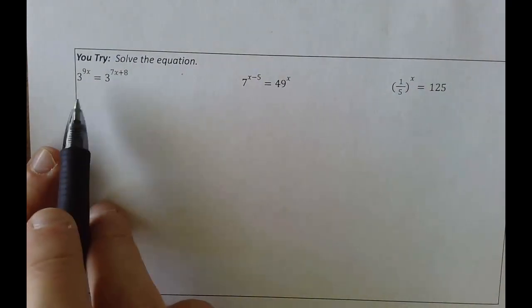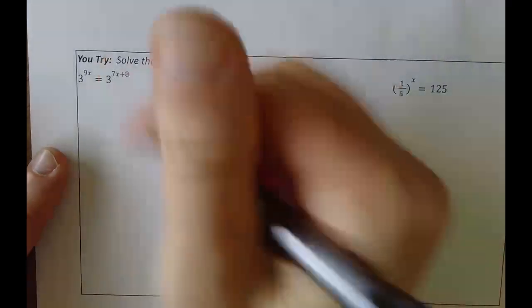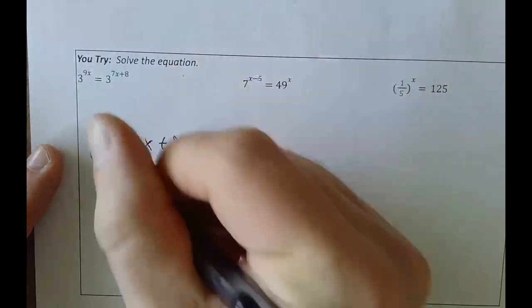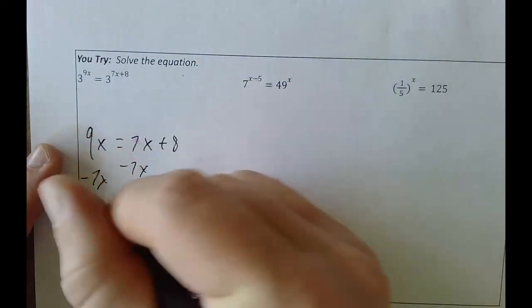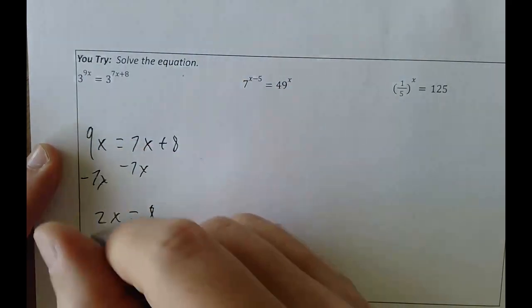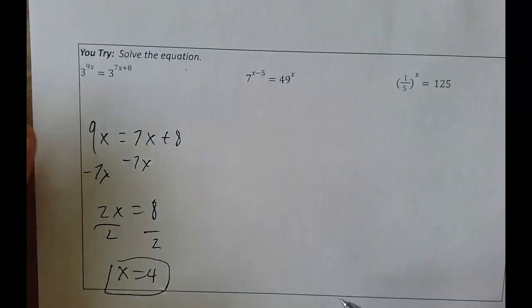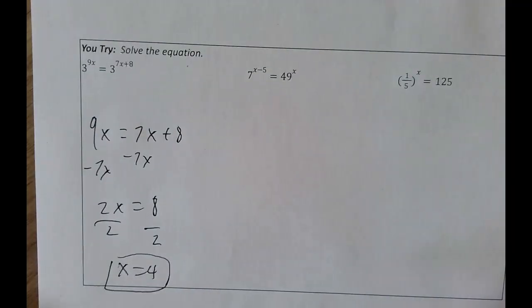Notice how the bases are the same on both of them, so I don't need to do anything. It's just 9x equals 7x plus 8. Subtract 7x both sides. 2x equals 8. Divide by 2, divide by 2, x equals 4. Done. When the bases are the same, you don't need to do anything.